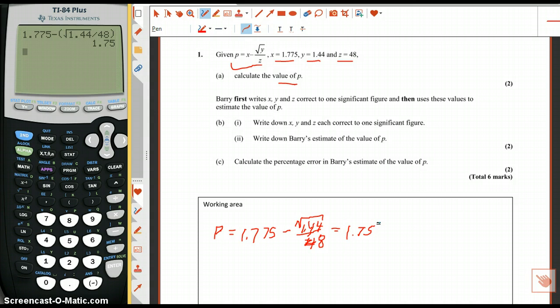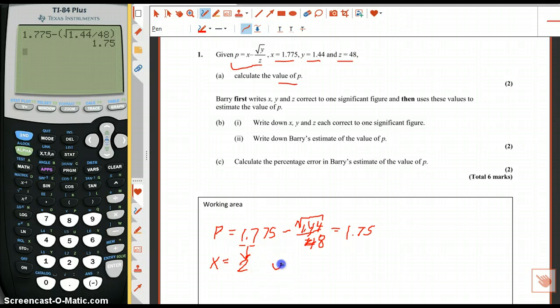Then, Barry first writes x, y, and z to one significant figure, then uses these values to estimate the value of p. Okay, well, x is normally 1.775. Let's translate that into one significant figure. Well, one significant figure would be the first figure. It would be a 1. Now, does it stay a 1 or does it go up to 2? Well, let's look at the next number, 7. 7 would round it up to 2, so x would just equal 2. Should we write 2.0? No, because we want one significant figure. If we put 2.0, that would be two significant figures, so we just put 2.